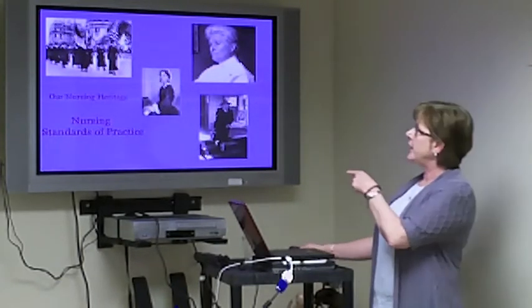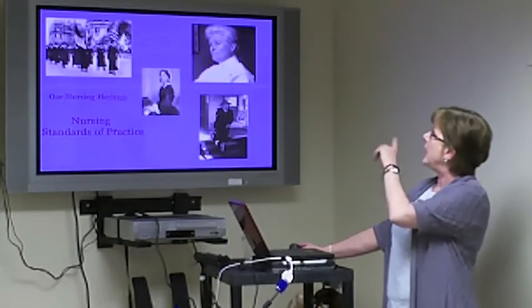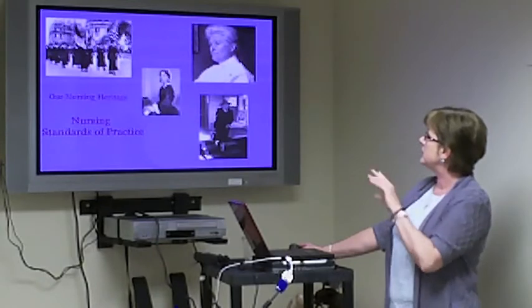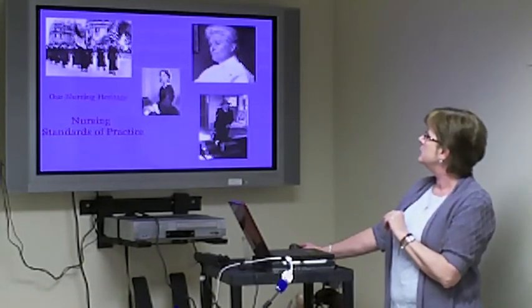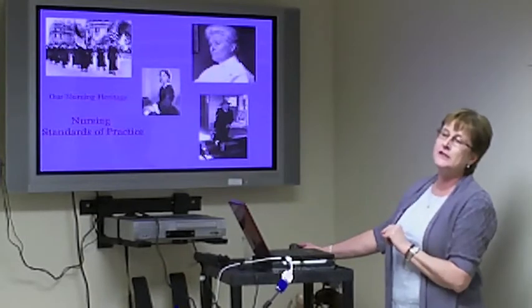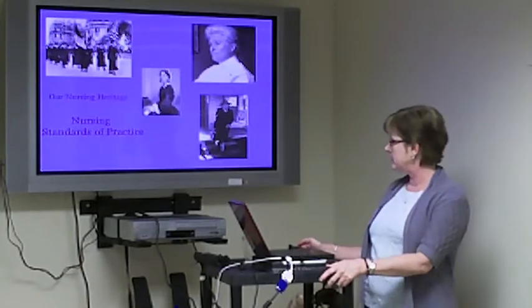And if you care to, afterwards, on the back of the poster board, there are bios of the pictures here, so you know a little bit of who I've chosen to put down as representatives of nursing leaders that helped contribute to growing standards in the profession.